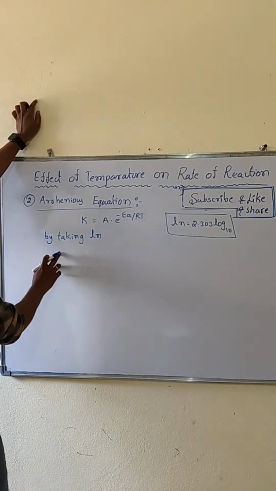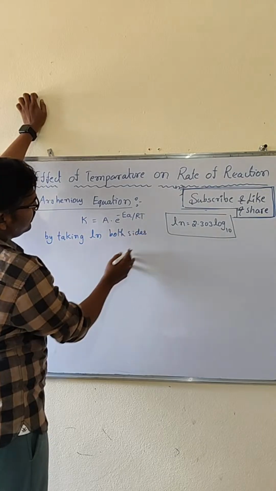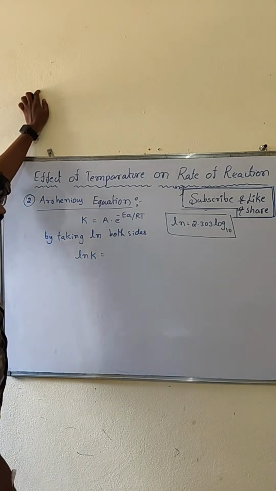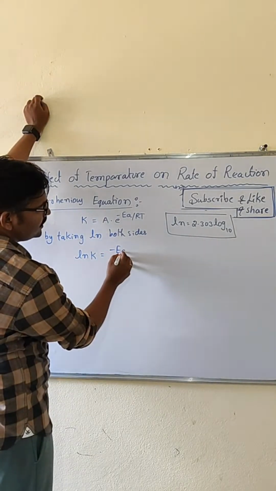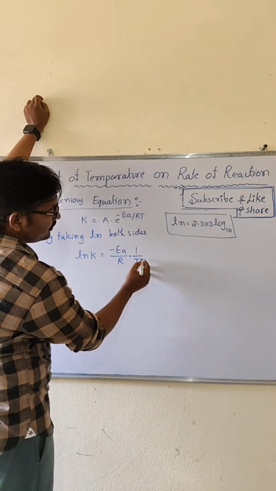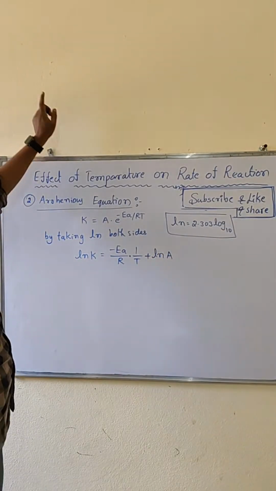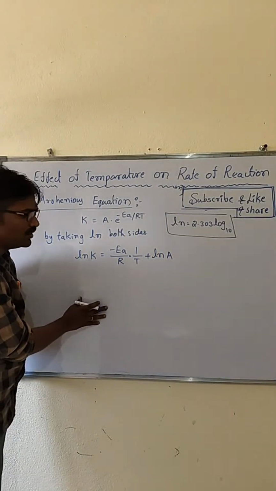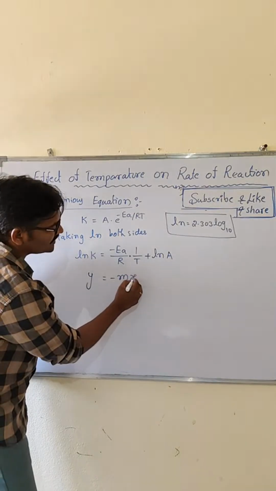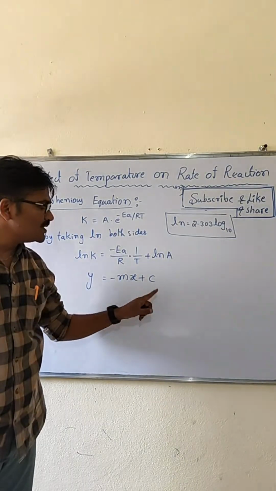Clear? So by taking ln on both sides, ln k equals minus Ea divided by R into 1 divided by T plus ln A. This is the formula. Observe the formula carefully. It looks like y equals minus mx plus c.